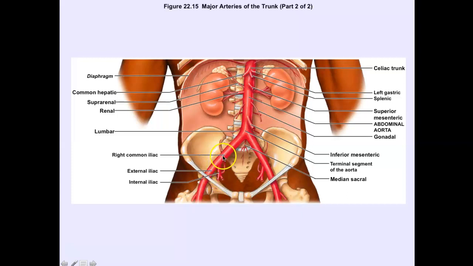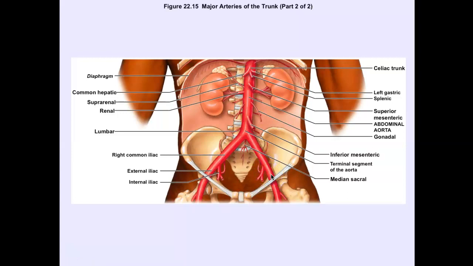When it branches, that common iliac becomes different names. This one, the bigger branch, is going to continue down the leg. That's called the external iliac. It's going to be very superficial. And then this one, called the internal iliac artery, will come in and serve the organs of your pelvic cavity. Okay? So same thing on both sides, right? We have the common iliac, internal iliac artery, external iliac artery.